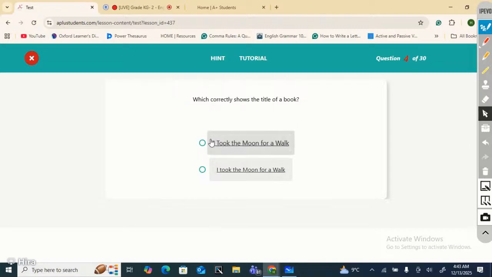I took the moon for a walk, which correctly shows the title of a book. I took the moon for a walk. First one or second one?